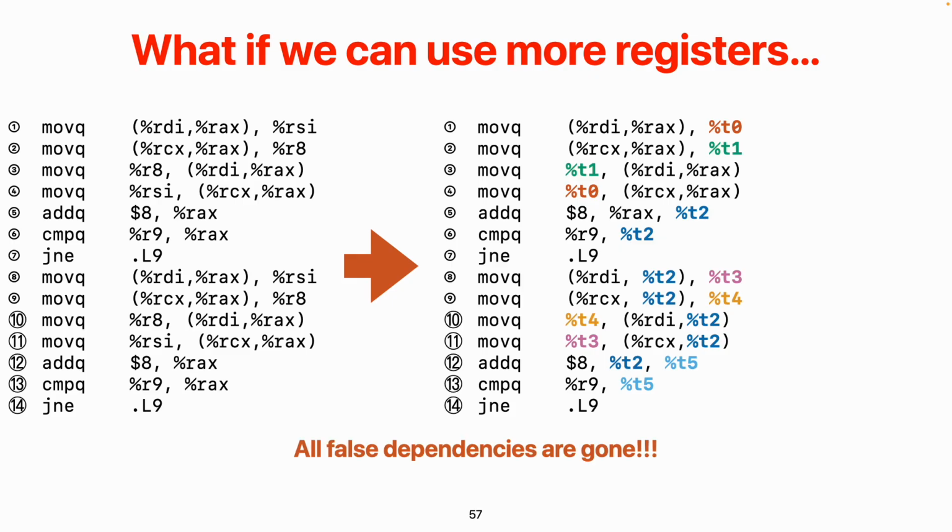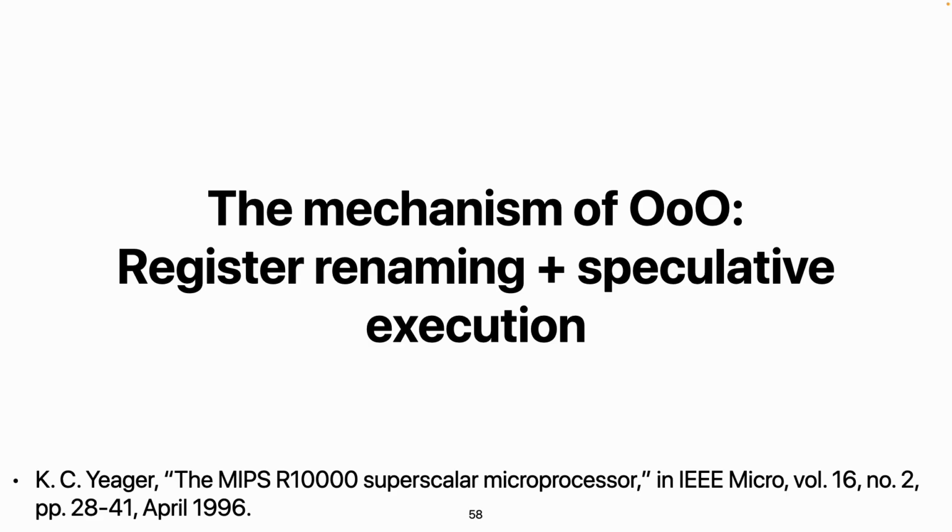So if you pay attention to this philosophy, take a look at this rewritten code. All the false dependencies that we have mentioned are all gone. You can imagine that if we really want to achieve out-of-order execution in hardware, here's the key.